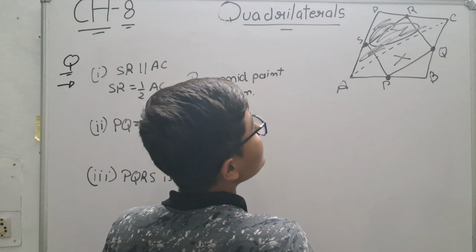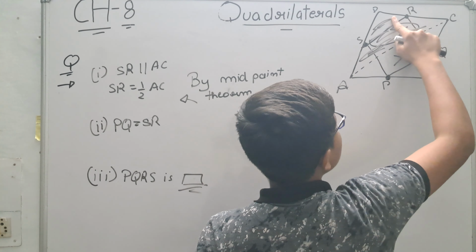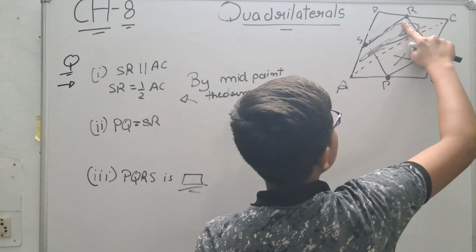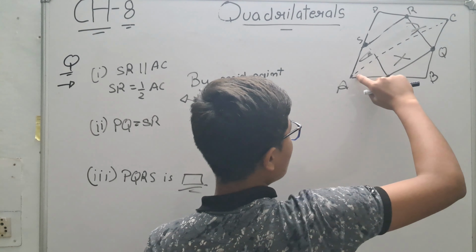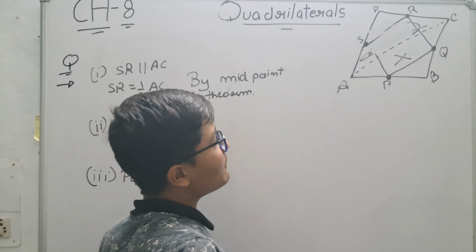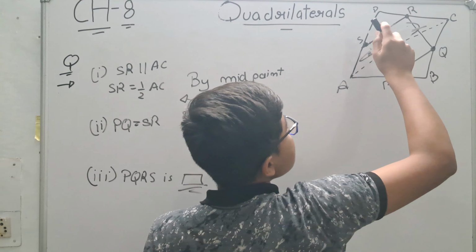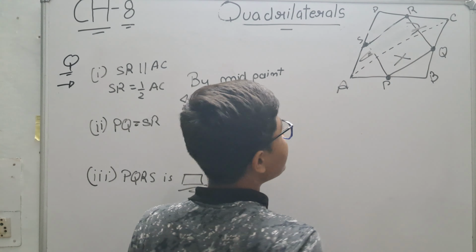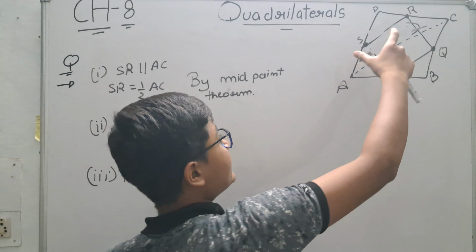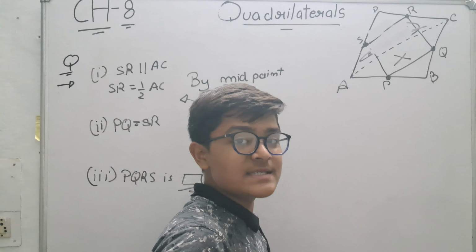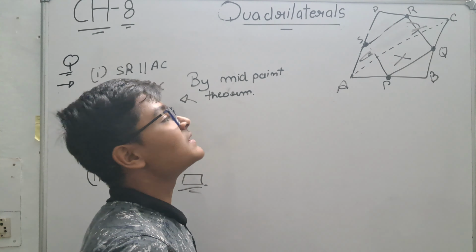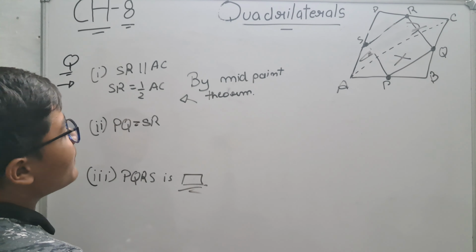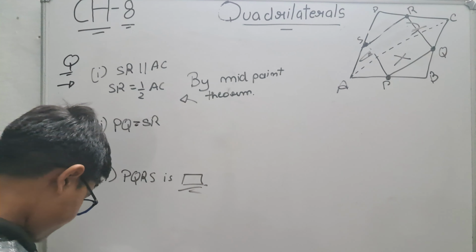Okay, so the diagonal. I have drawn this. Okay, so AC is the main diagonal, and S is the midpoint of AD and R is the midpoint of CD. So by midpoint theorem converse, we can say that SR is half of AC, because AC is double of SR. By this way, by midpoint theorem it can be proved.